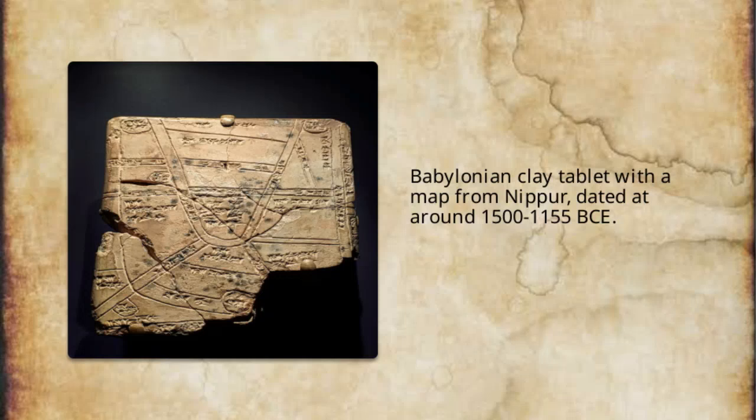Here we have a fascinating example of ancient cartography, a Babylonian clay tablet featuring a map from Nippur, dating back to roughly 1500 to 1155 BCE. What's remarkable about this artifact is that it shows us how the Babylonians visualized their world. These maps weren't just geographical tools, they offer insights into how they understood their environment, their surroundings, and perhaps even their spiritual or cultural worldview.